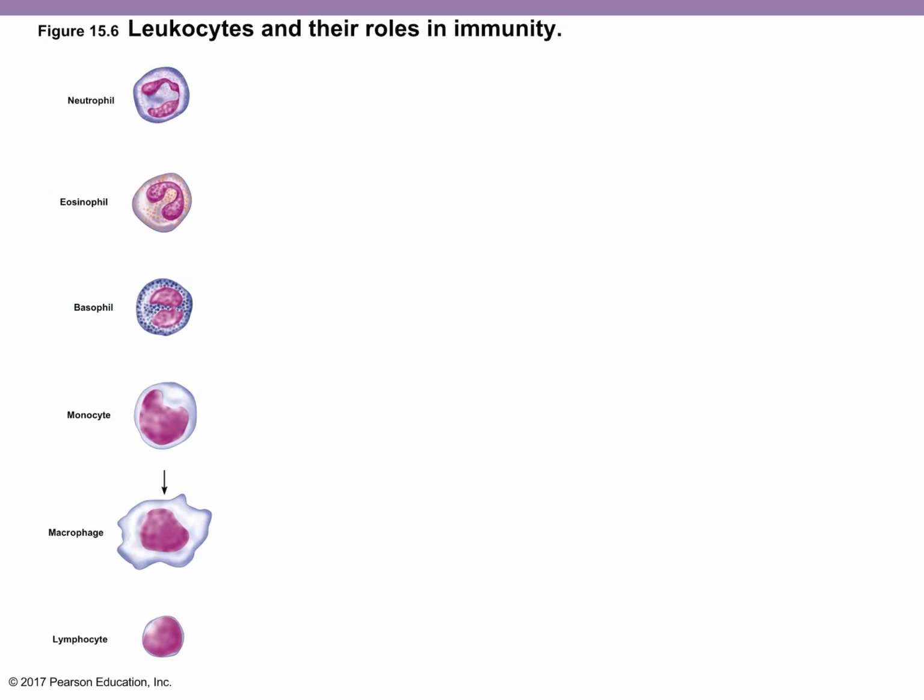All right, so again, here's our composition of blood. We're going to just go through each one of these and talk about their function. So the most numerous in your blood is going to be your neutrophils. The neutrophils are 50 to 80% of your white blood cells. These are very active phagocytes.